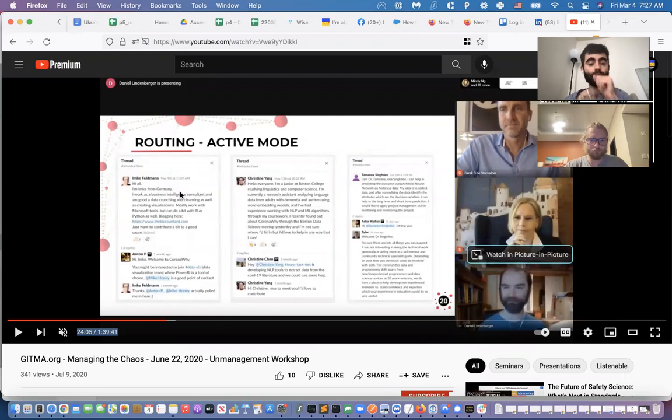And here you see the active mode, meaning someone introduces themselves, "Hey, I'm this and that." And then we immediately jump in and pick them up because we know there is a need for a specific person for a specific task. And it's proven to be working. The only limitation is the time constraint. It's a very time consuming thing.